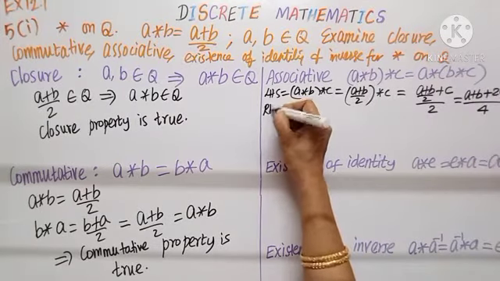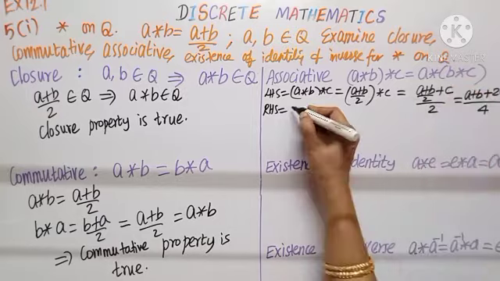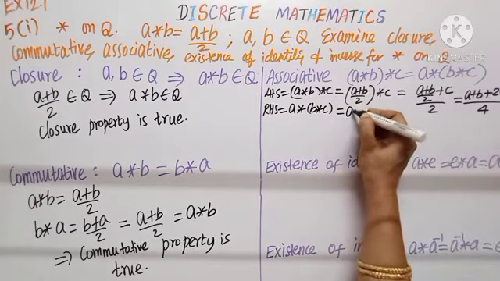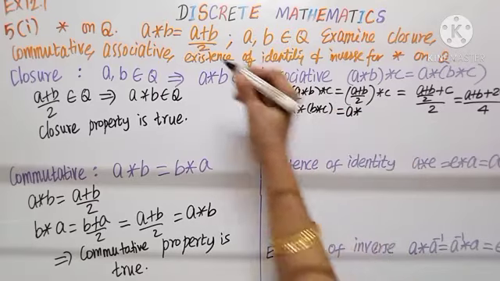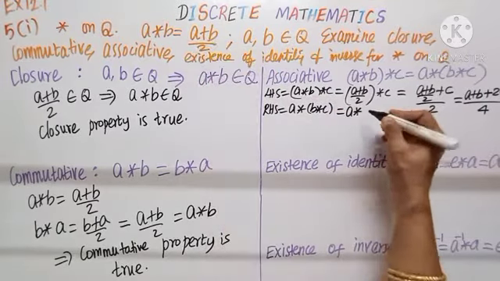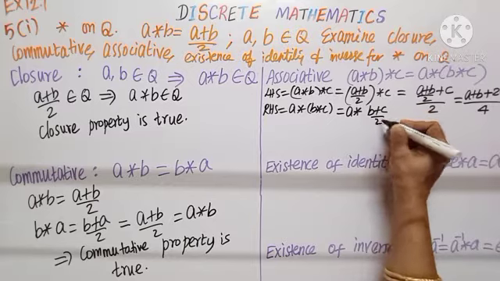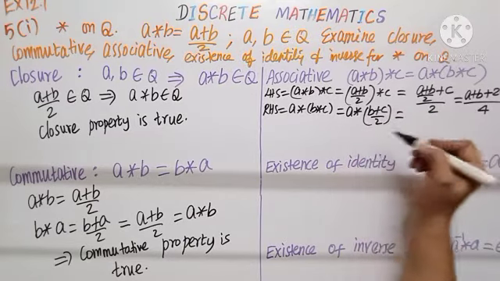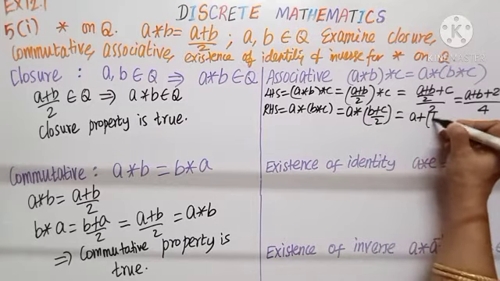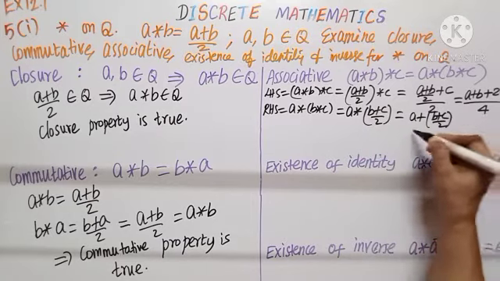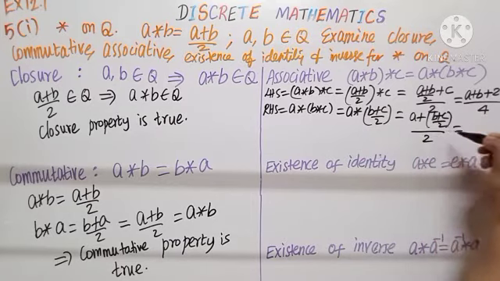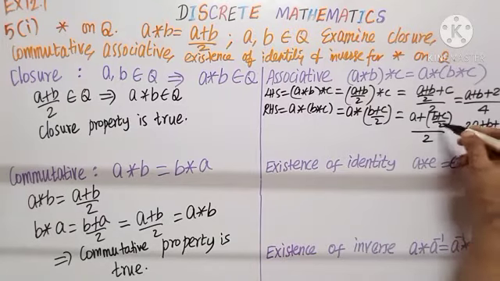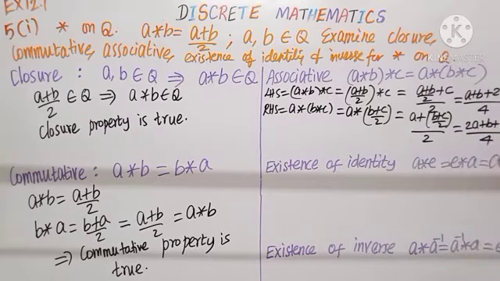Similarly, I can do the RHS. RHS is A star (B star C). Keep A, star. B star C tells me add, divide by 2, so (B plus C) by 2. A star (B plus C by 2) tells me to add: A plus (B plus C) by 2, divide by 2. Taking LCM, (2A plus B plus C) by 2 together by 4.